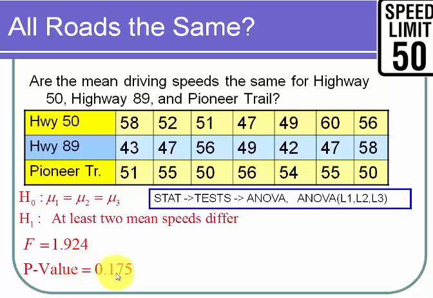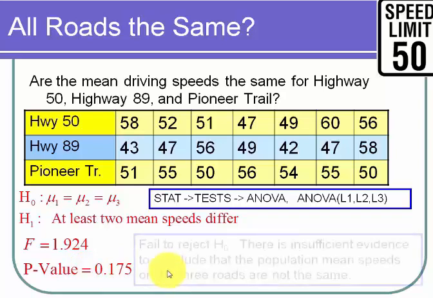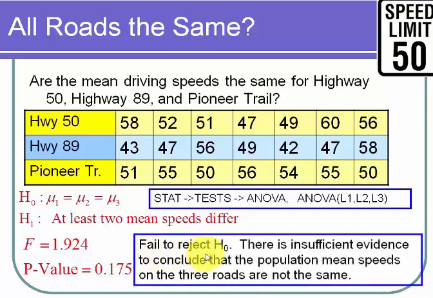So when we have a high p-value, the conclusion is fail to reject H0, the same as any other tests that we've done. That means there is insufficient evidence, and then we just state H1. And we say there is insufficient evidence to conclude that the population mean speeds on the 3 roads are not the same.